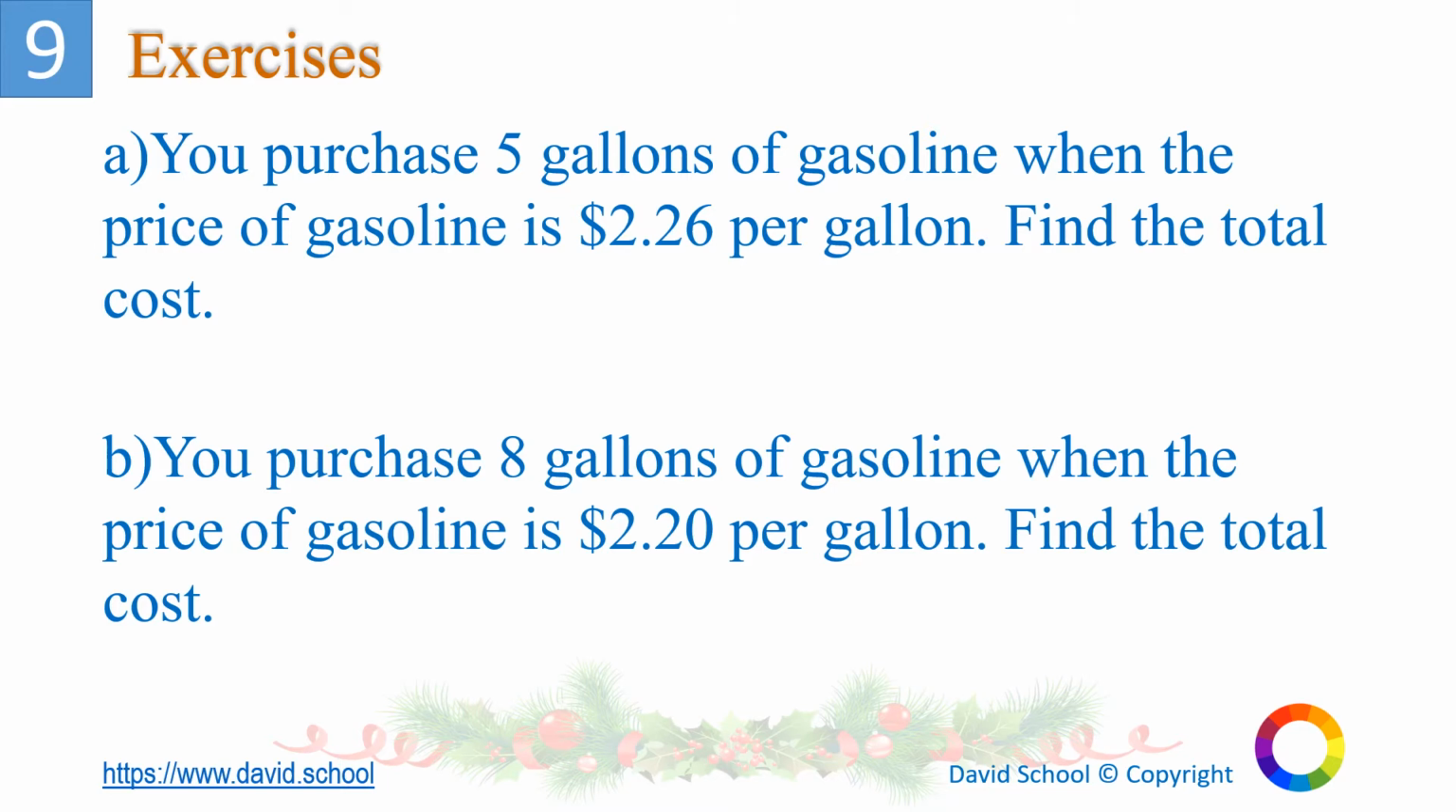You purchase 5 gallons of gasoline when the price of gasoline is $2.26 per gallon. Find the total cost. It is just 5 times 2.26, which is 11.30. Similarly, the second question.